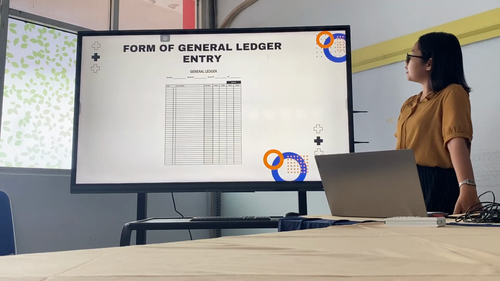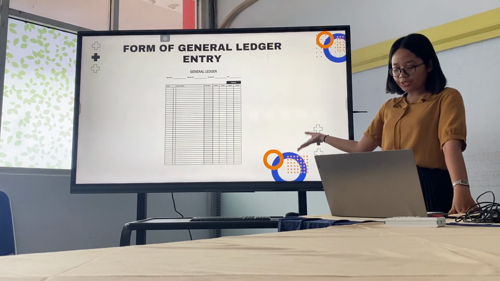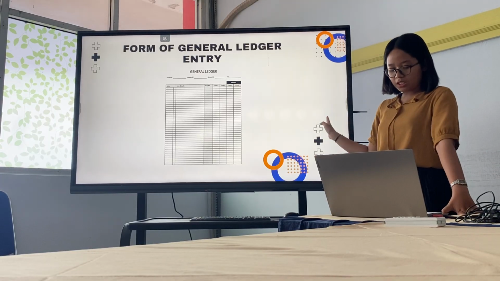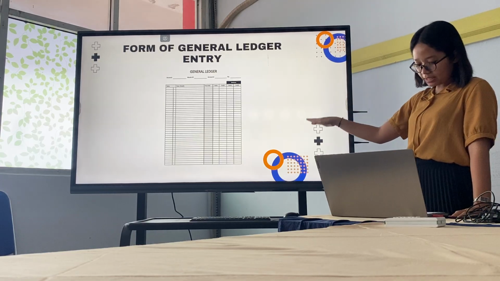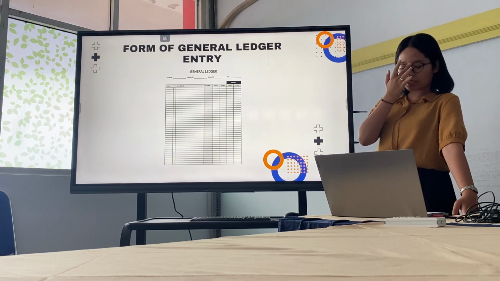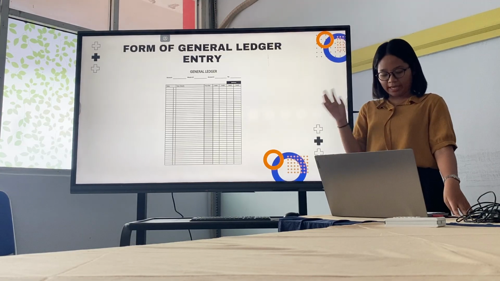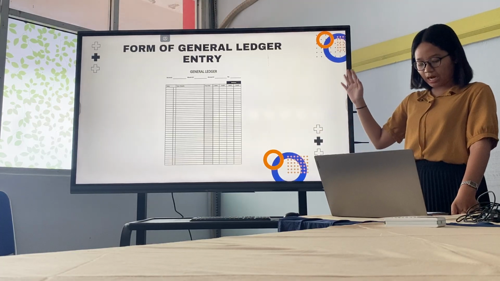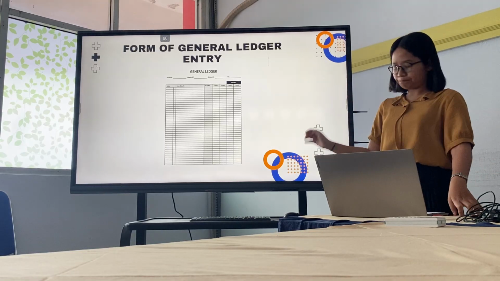And there is a form of general ledger entry. Here you can see an example of how a transaction is recorded in the ledger. First, the transaction is written in the journal, then it goes into the ledger under the correct account. For example, if the company buys equipment for cash, the equipment account is debited and the cash account is credited, and this process is called posting.